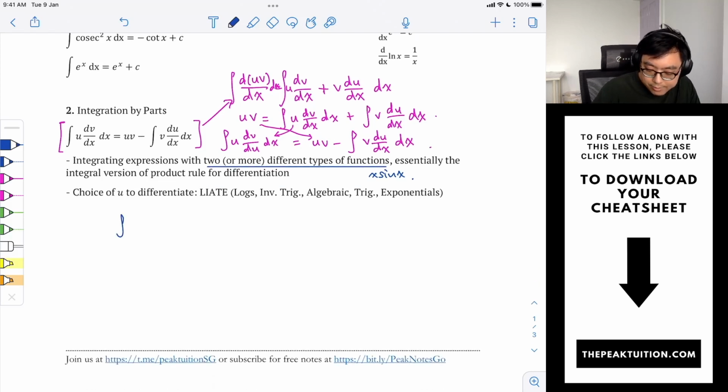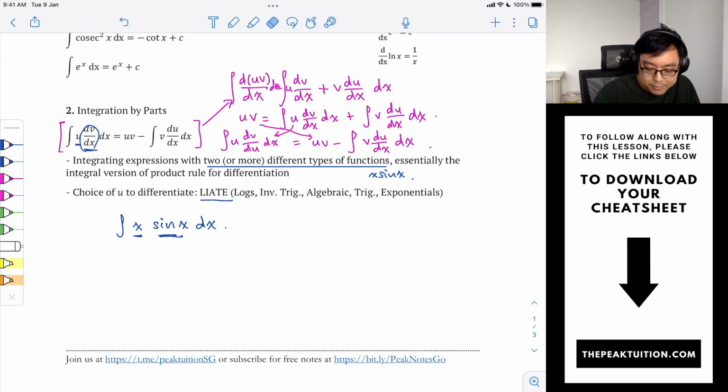When we try and integrate x sine x dx, we have to choose one of these to be u or dv/dx. It's not immediately straightforward whether x is u or sine x is dv/dx, okay? So how do we choose which one to be u and which one to be dv/dx? We follow the LATE rule, which tells us which is the better u to choose. The reason there's this order is just because when we do integration by parts, we are basically trying to differentiate the u and integrate the dv/dx.